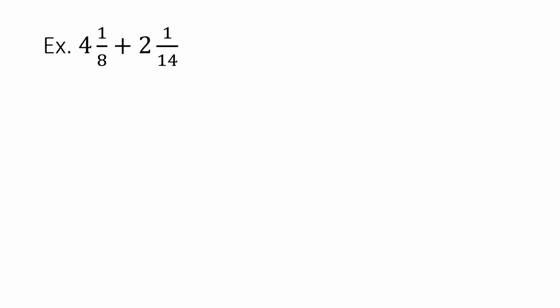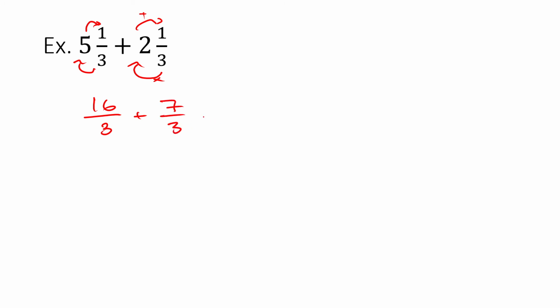So let's have one more problem. Let's start with 5 and 1/3 plus 2 and 1/3. First of all, change your mixed numbers to improper. Multiply and add. 3 times 5 is 15 plus 1 is 16. Keep the denominator the same. Now let's go on to 2 and 1/3. Multiply 3 by 2 and then add 1. 3 times 2 is 6 plus 1 is 7. Keep the denominator the same. So we have 16 plus 7 over 3.